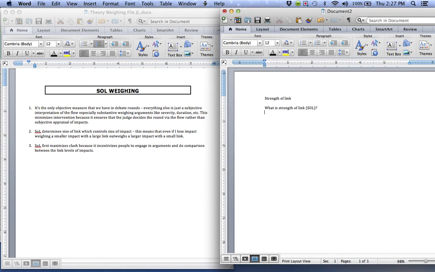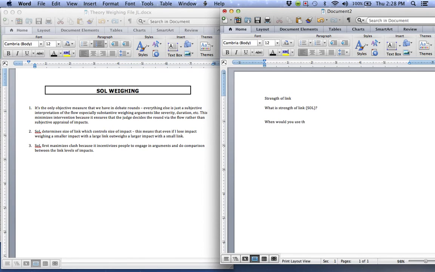Any questions so far? Okay. So in this drill, what we're going to do is we're going to compare strength of link. We're going to say that strength of link is the primary metric that judges should use to evaluate the winner of whatever particular debate we're having, be it a util debate, a framework debate, a K debate, a theory debate, right? And we're going to say that it should not be the primary metric. Make sense? So how these arguments would work in a real round.